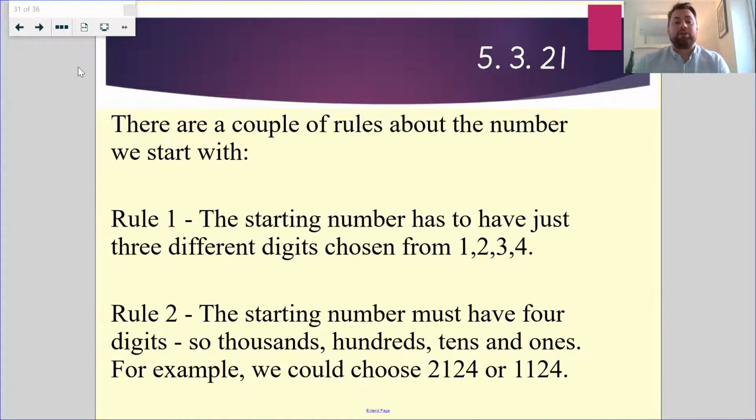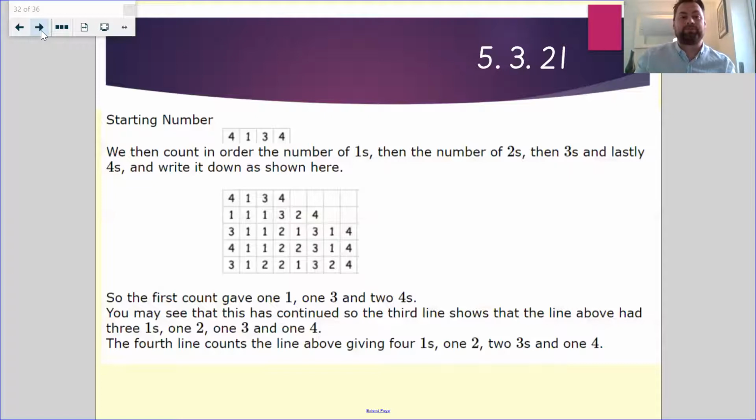So for example, you could have 2,124. We've got 1, we've got 2, and we've got 4. Or you could have 1,124. So we've got 1, we've got 2, and we've got 4. You couldn't have 1, 2, 3, 4 or 4, 3, 2, 1 because you're using all 4 numbers that you can choose from. You can only choose 3 of these numbers, and you have to make a 4-digit number with them.